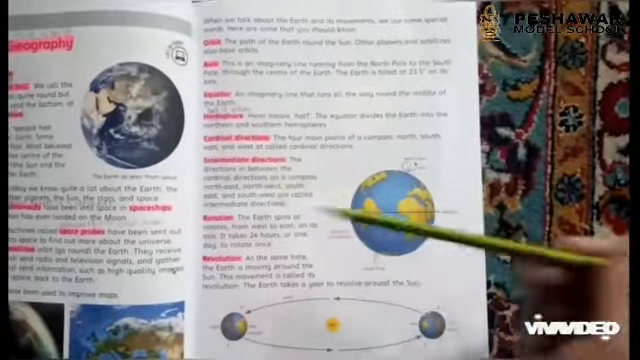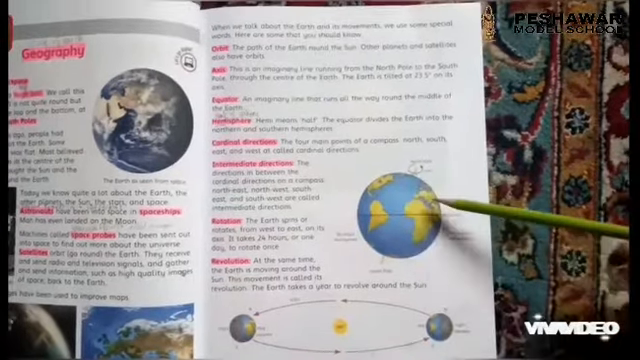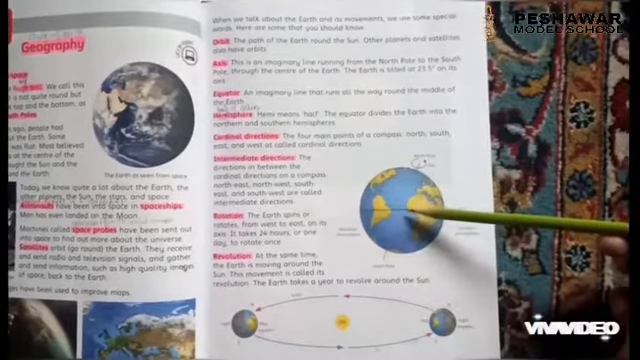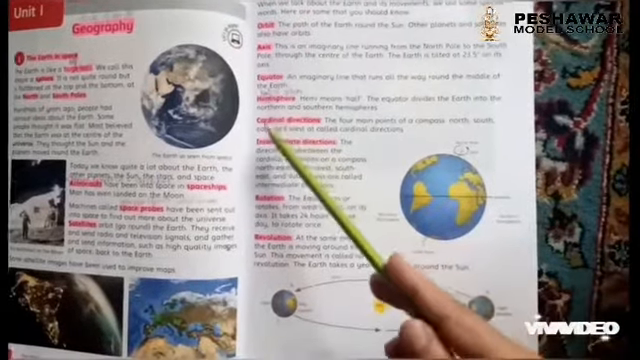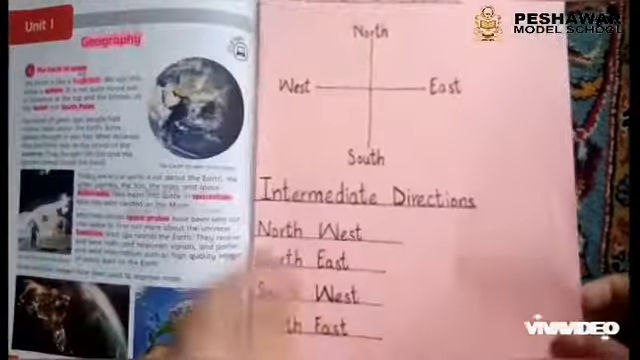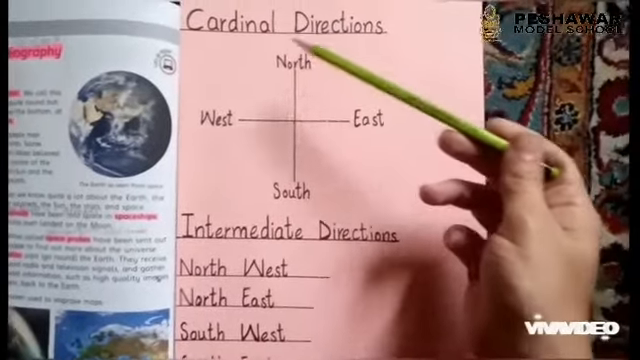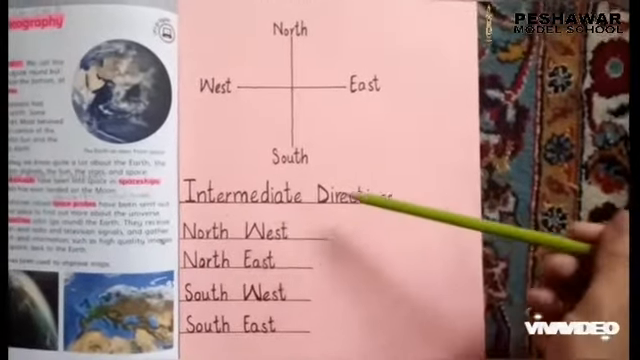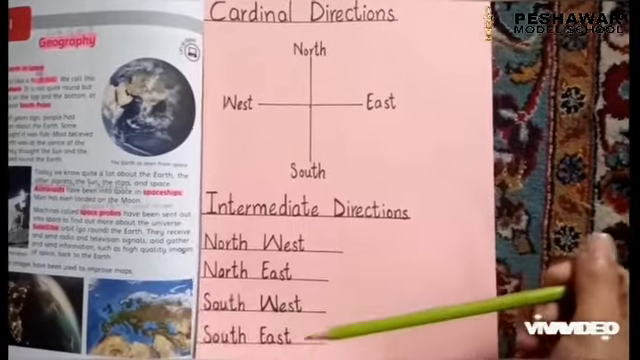Hemi means half. So this is half of the sphere, because the shape of the Earth is a sphere. So hemisphere means half part of the Earth. This is the northern hemisphere and this is the southern hemisphere. Now, cardinal directions. There are 4 cardinal directions. I will show you with the help of this chart. We have 4 cardinal directions: north, south, west and east. And we also have 4 intermediate directions: northwest, northeast, southwest, southeast.